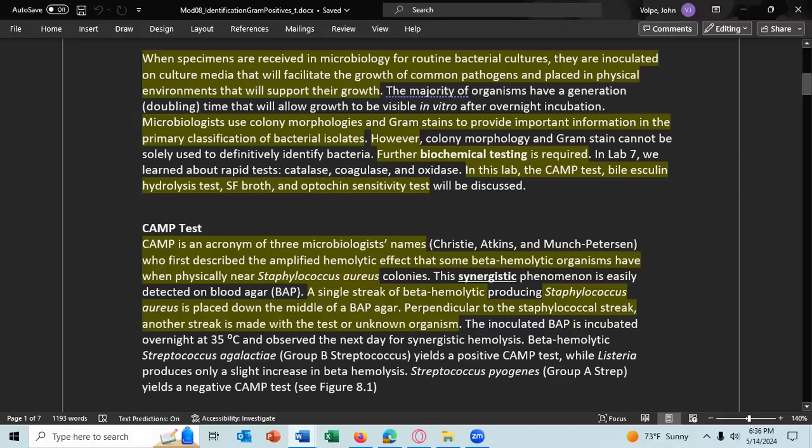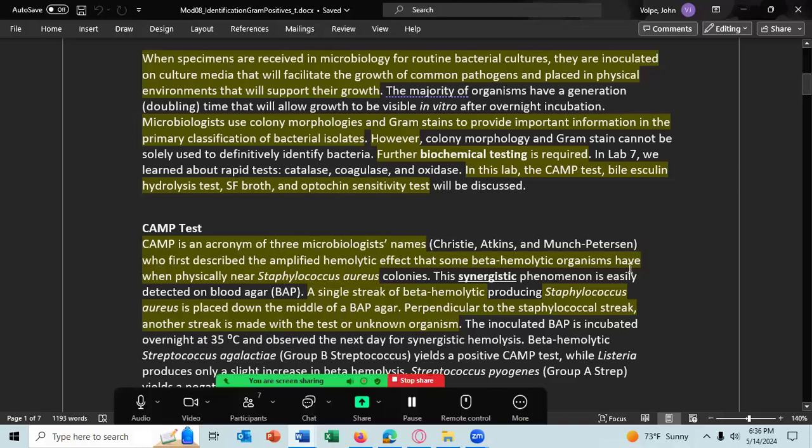The CAMP test is an acronym for three microbiologists' names, Christie, Atkins, and Munch-Peterson, who first described the amplified hemolytic effect that some beta hemolytic organisms have when they physically grow near Staphylococcus aureus.